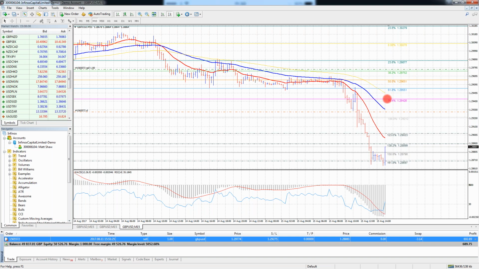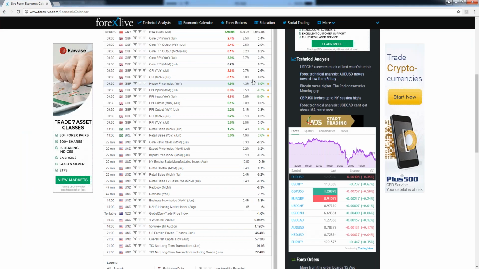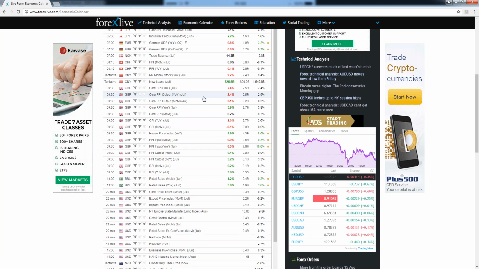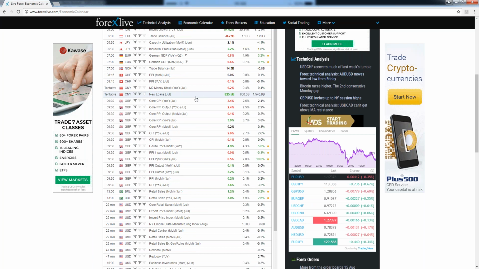So always bear in mind, just before a huge data release, one like retail sales, and again FOMC, Fed releases, CPI, PPI data, housing numbers, anything like that in the US, and again the Bank of England for the UK, and for the Euro the ECB data, never trade before. Anything with 3 bulls next to it, you do not trade half an hour before.